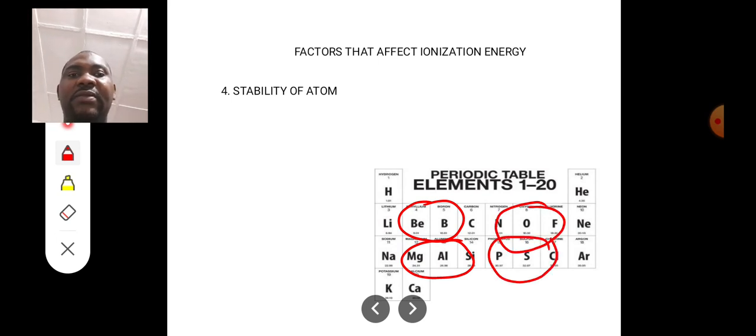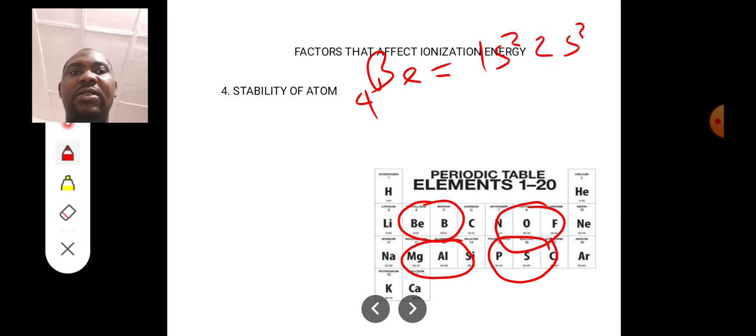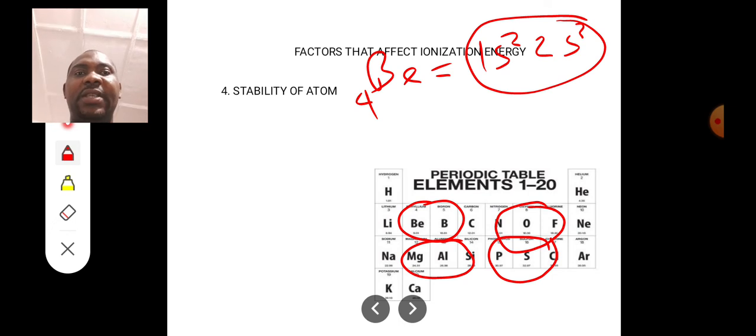Now look at, for example, beryllium. Beryllium is the 4th element. The configuration here is 1s2, 2s2. Have you seen that all the orbitals are completely filled up? So its ionization energy will be higher than that of boron. As a rule, boron is supposed to be higher than beryllium, but because beryllium is more stable due to fully filled orbital, beryllium is higher than boron.